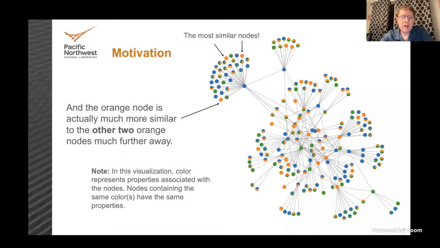Another challenge, though, is that a lot of these real-world networks are actually property graphs. That is, there are properties associated with the nodes and the edges. In this case, these different colors on the nodes represent properties associated with them. And the nodes that are most similar to this orange node are actually these two nodes up here that have identical properties and identical structure. But if we just apply a generic force-directed layout to it, it's not going to take that into account. And the user might mistakenly assume these other nodes are more similar to this one than these ones up here are.